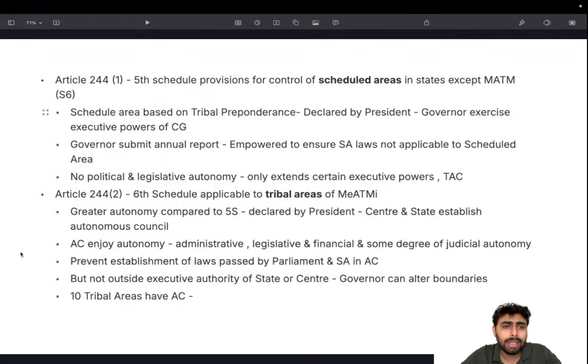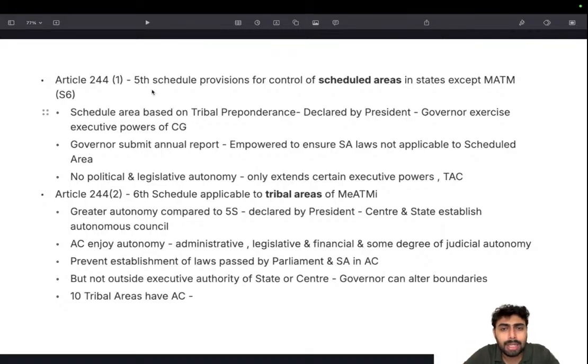A few details regarding Article 244, that's 5th schedule, 244(1), and 6th schedule areas. I have discussed this yesterday. 5th schedule provisions are for control of scheduled areas, except in Mizoram, Meghalaya, Assam and Tripura. They come under the 6th schedule areas and they have autonomous district councils. So they have higher autonomy in terms of legislative, executive and certain judicial powers also.